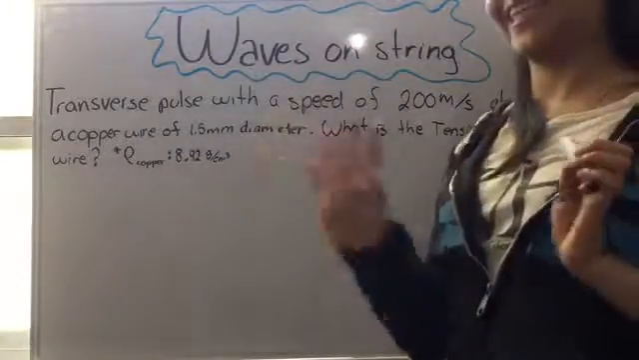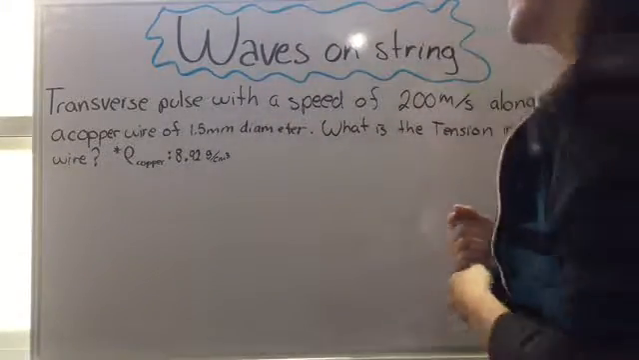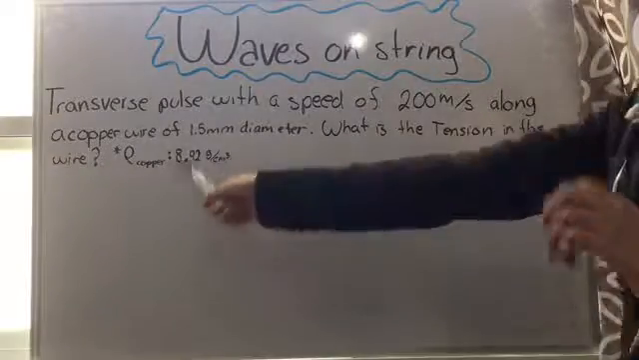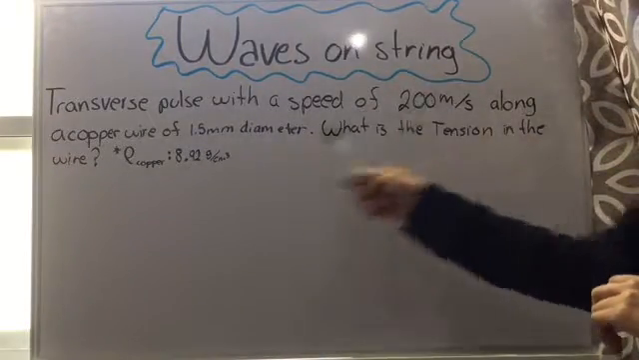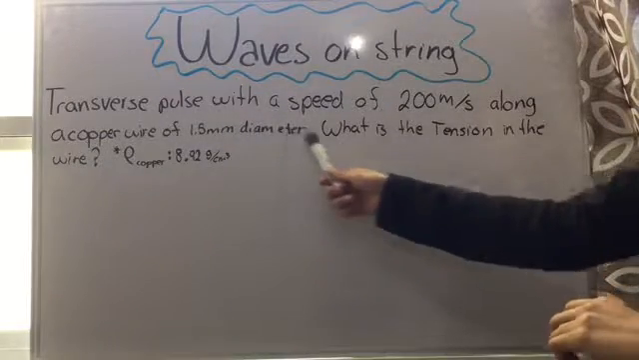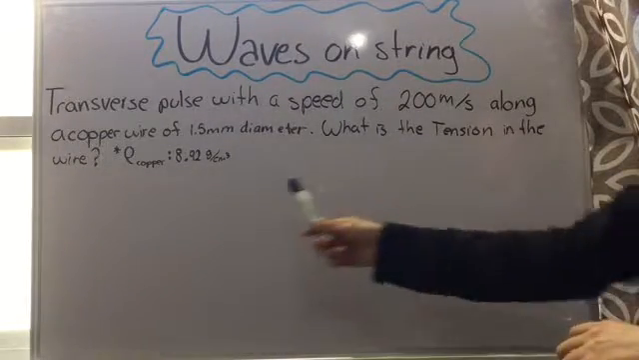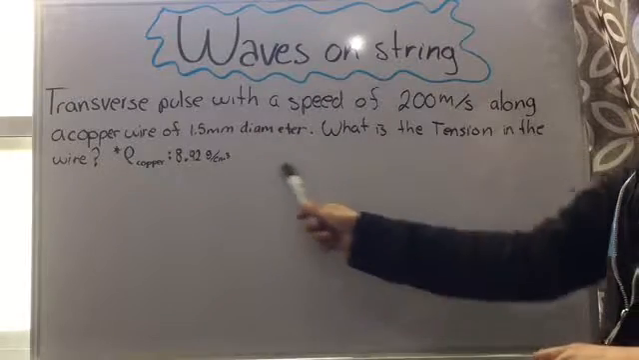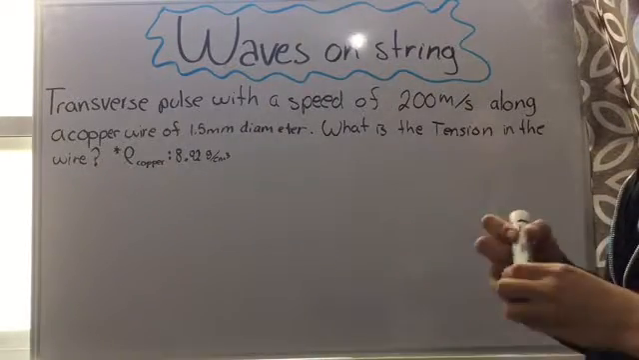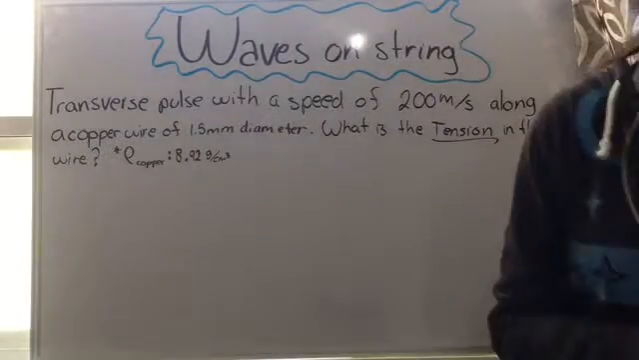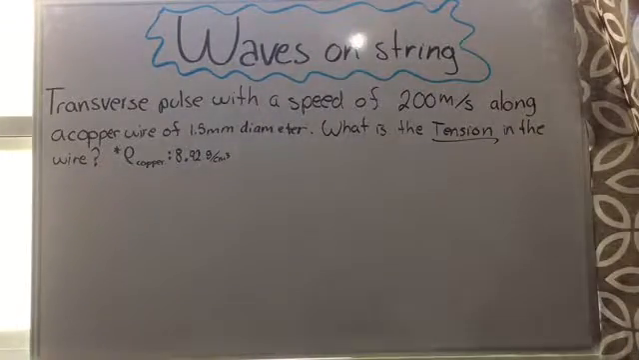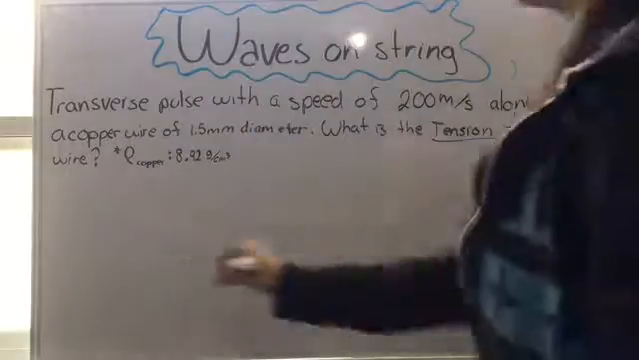Hi guys, today we'll be solving this problem of waves on a string. The problem says that a transverse pulse travels with a speed of 200 meters per second along a copper wire of 1.5 millimeters of diameter. They're asking us for the tension in the wire, and the copper has a density of 8.92 grams per centimeter cubed.